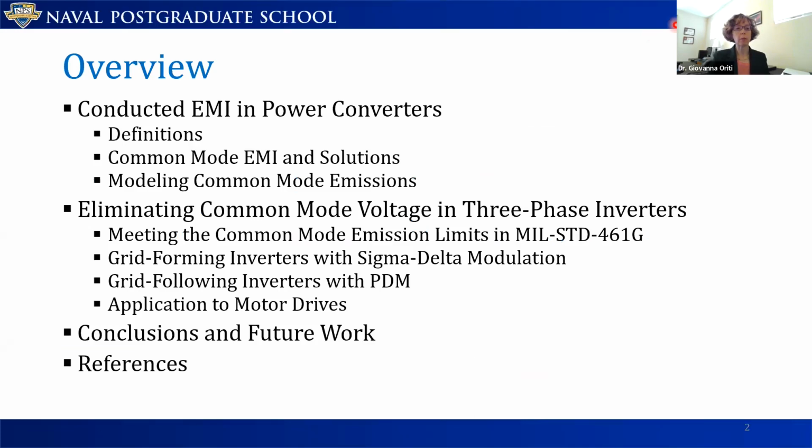So this is the overview of my presentation. First, I'll talk about what conducted EMI in power converters is, and some definitions. I will focus on common mode EMI and modeling. Then I will talk about methods to eliminate common mode voltage in three-phase inverters, in both grid forming and grid following inverters, as well as applications such as motor drives. And then I'll conclude my presentation, talking about future work and some references.